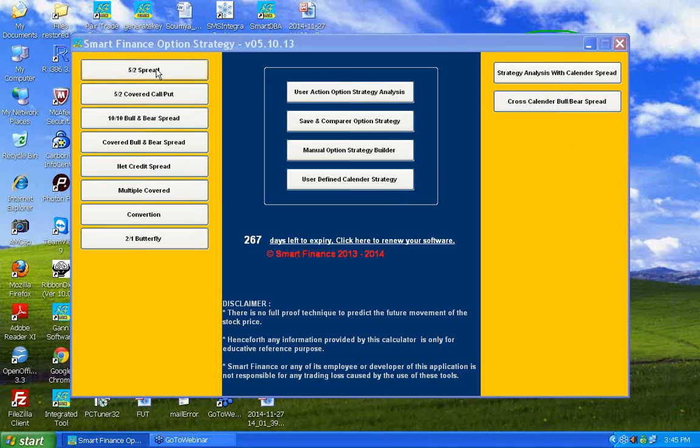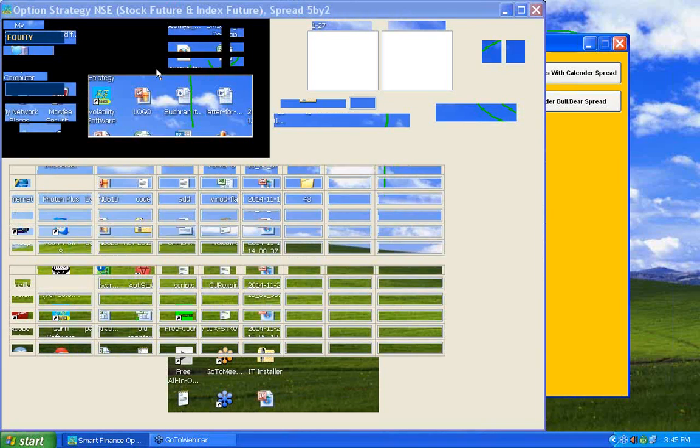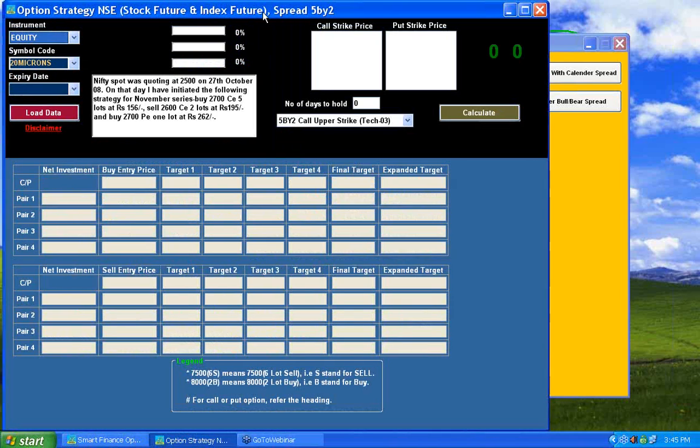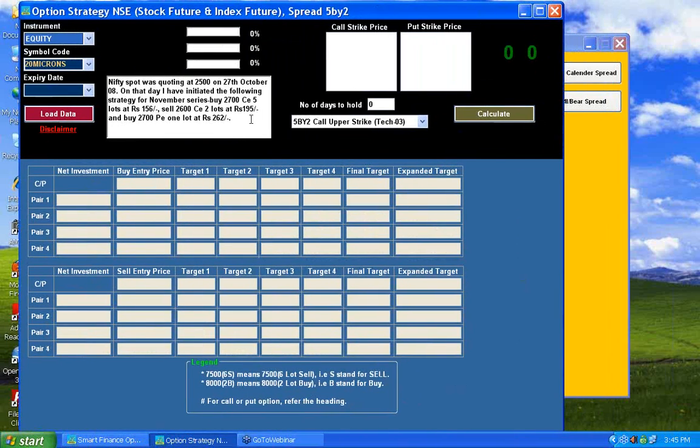Here, if you click on this 5 by 2 spread strategy, what is this strategy? How do you initiate it? The theoretical perspective is given here.